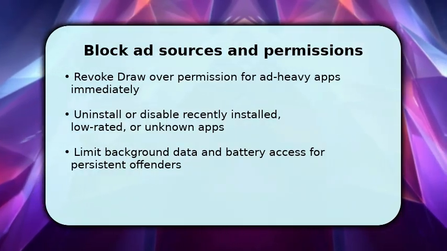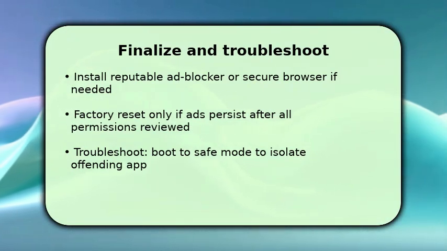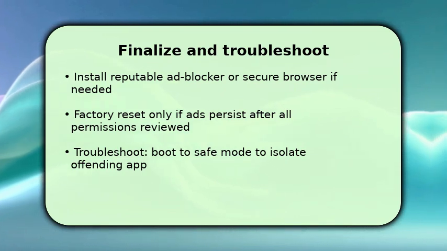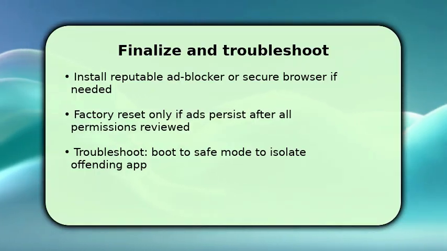stop resurfacing. Finish by installing a reputable ad blocker or switch to a secure browser, and review Play Protect scan results to remove malware. If ads persist after permissions and removals, back up data and consider a factory reset. Do this only as a last resort.